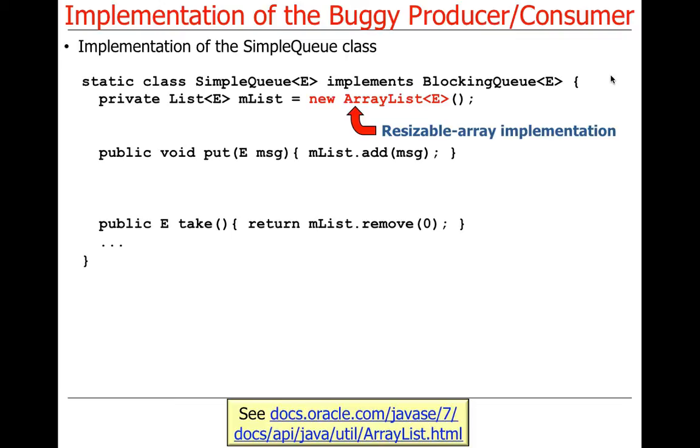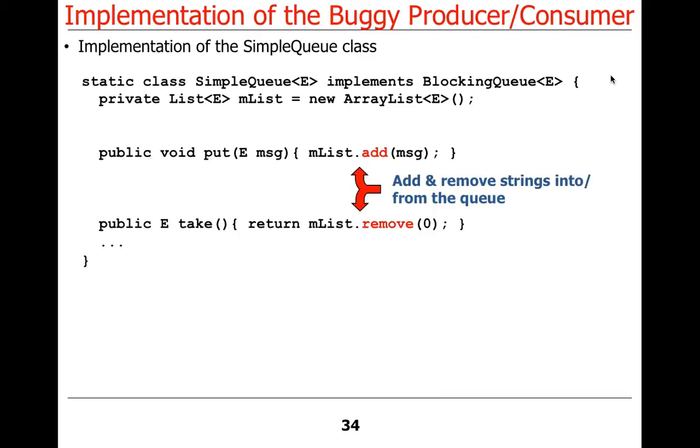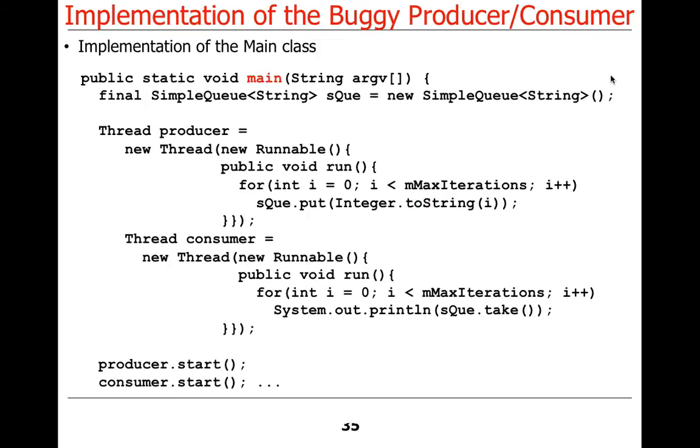So take a look, find the class here. Here are a couple of the methods that come out of the blocking queue interface, put and take. The intent of put is to add something to the queue, and the intent of take is to take something out of the queue. Notice that these methods are not synchronized. When you call put, the implementation here is going to add the message to the end of the list, and take is going to remove the message that's at the 0th location in the list. Okay, so far so good.